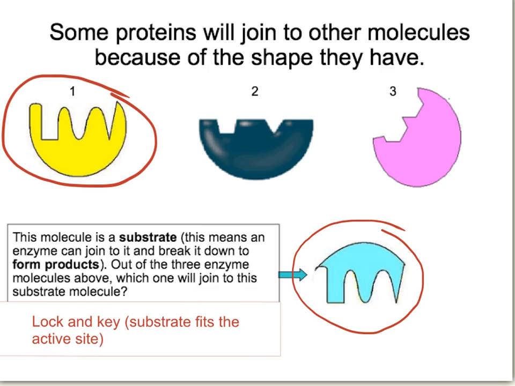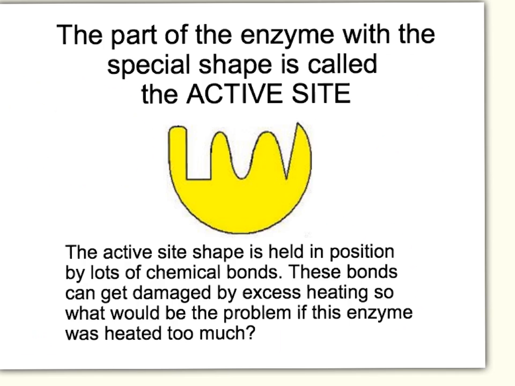They're very, very specific. They'll only carry out one reaction, and you'll need a different enzyme to do a different reaction with a different substrate. If we look at the specific part that's got this special shape, we can see that we call it the active site. So the active site of an enzyme is the part where the substrate fits, and it's the part with the really specialised shape.